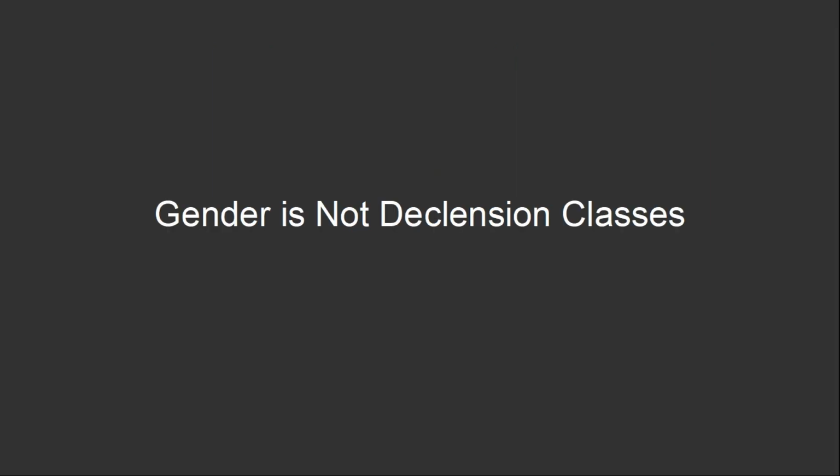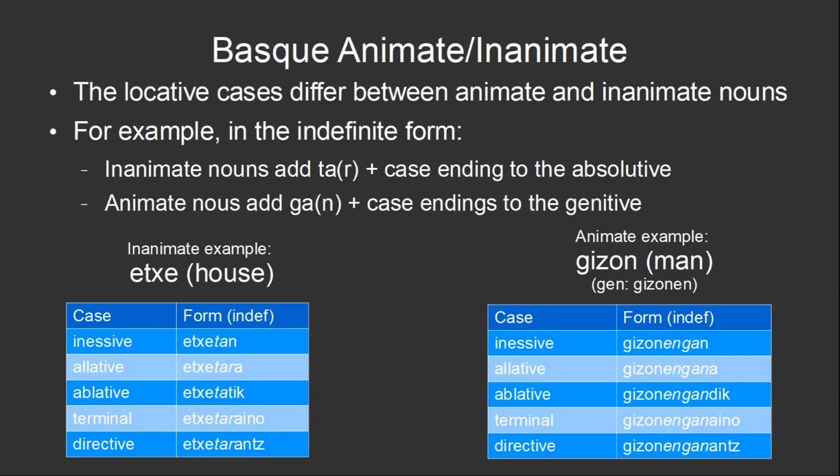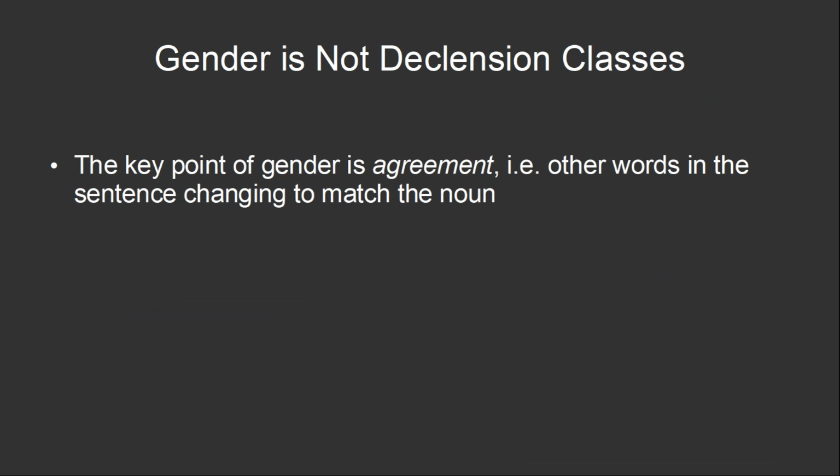The other thing that gender is not is declension classes. In other words, gender is more than just differences in how different nouns change their form. I've seen several people claim that Basque has a grammatical gender system that distinguishes between animate and inanimate, but it really doesn't. Certain case endings are different depending on whether a noun is animate or inanimate, but this is not a true gender system on its own. The key point of gender is agreement, which is some other part of a sentence must change based on noun gender. As no other part of the Basque sentence changes, this animate-inanimate distinction is not really gender.